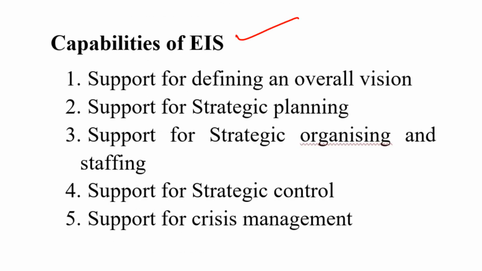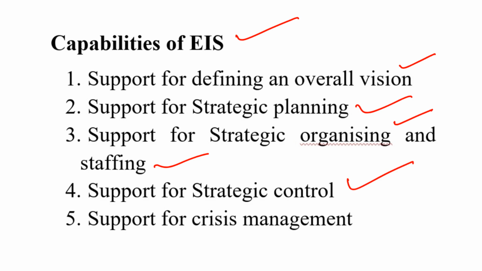Then what are the capabilities? As we know, it supports defining the overall vision, the long-term plans they have made. Then it supports strategic planning. It involves determining the long-term objectives by analyzing the strengths and weaknesses of the organization, normally known as SWOT analysis. Then support for strategic organizing and staffing, recruiting the right people for the right job. Then organizing the resources which are very essential to meet the organizational objectives.